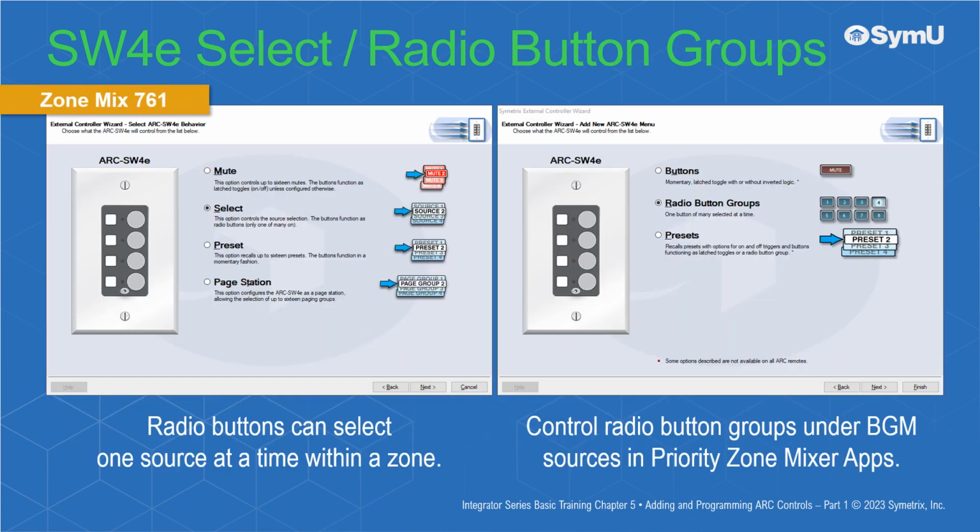On the Zone Mix 761, SW4e may select sources within a zone. The buttons function as radio buttons only, one of many on. On Jupyter DSPs, an SW4e can control the radio button groups under the background music sources in the Priority Zone Mixer application.